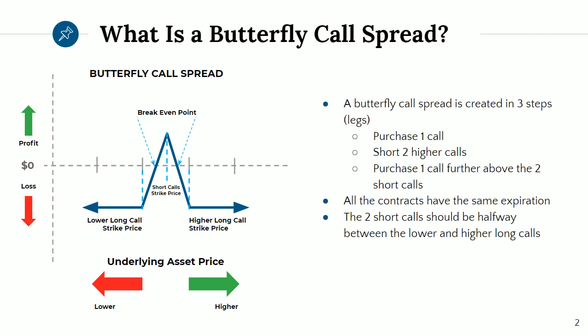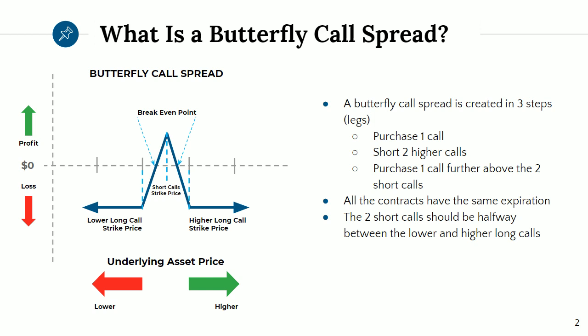Okay. So in this example, I'm just going to focus on a butterfly call spread, right? But a put spread is basically the same thing, just in reverse, all right? So very straightforward. Just for this example's purposes, it's going to be a call spread. There are going to be three steps necessary to create a butterfly spread.